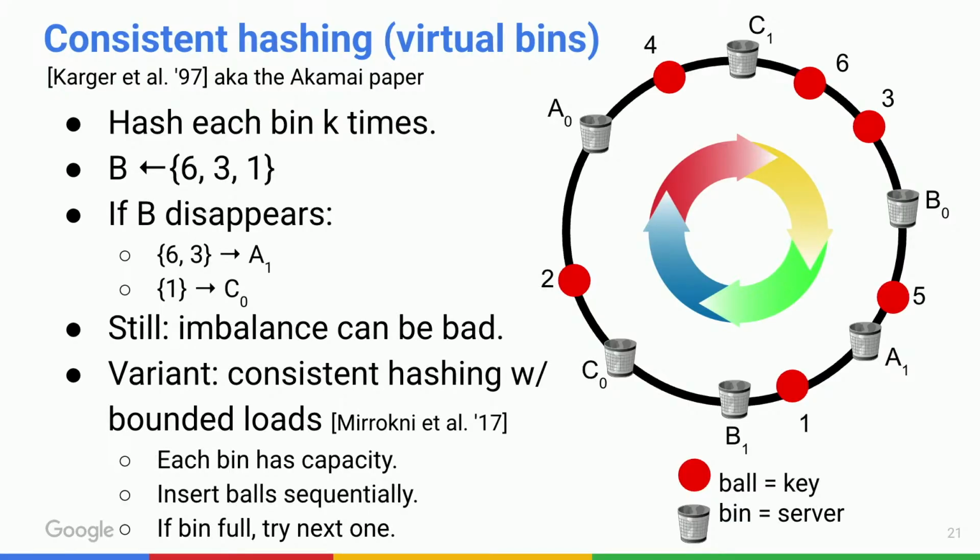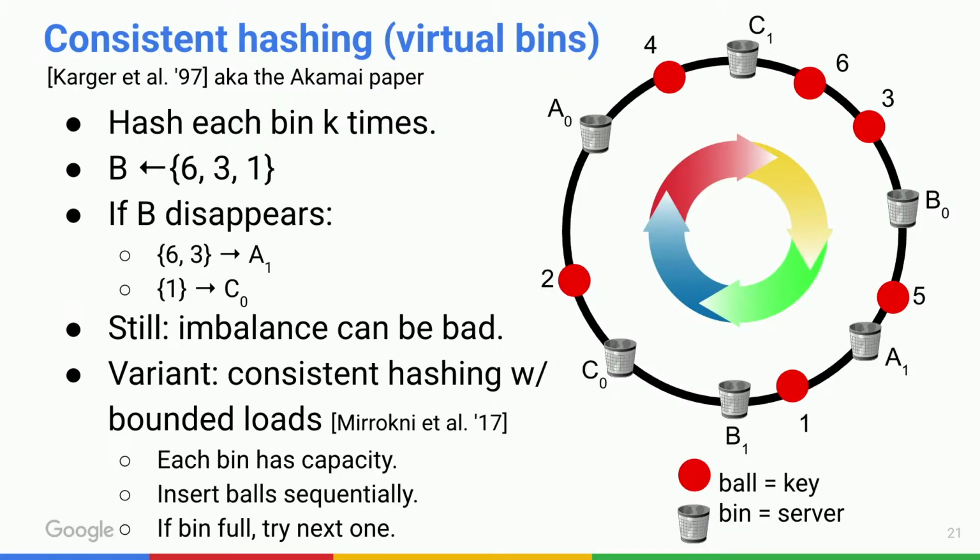So now, right, here, what's going into B? 6, 3, and 1, because 6 and 3 go into this version of B, and 1 goes into this version of B. And now what happens if B disappears? Well, this portion goes to C, and this portion goes to A. So if one bin disappears, or one set of virtual bins disappears, you don't dump everybody into the same bin. So that's a very desirable property.